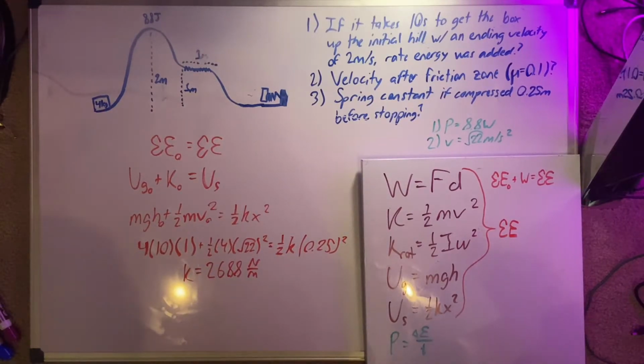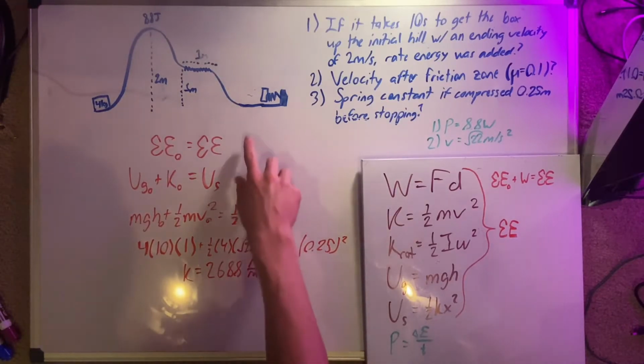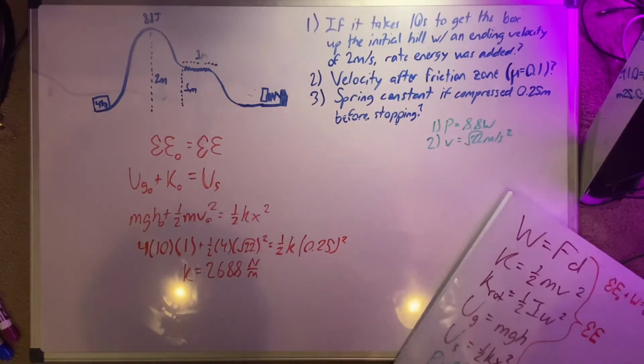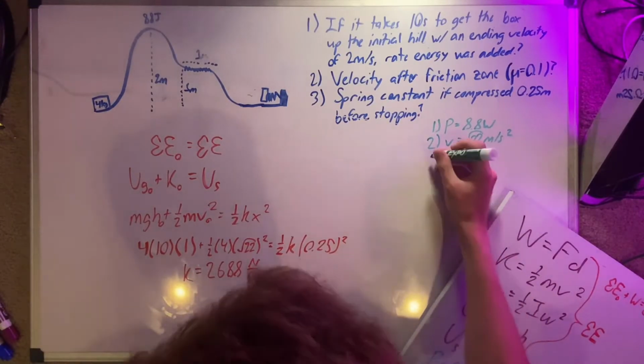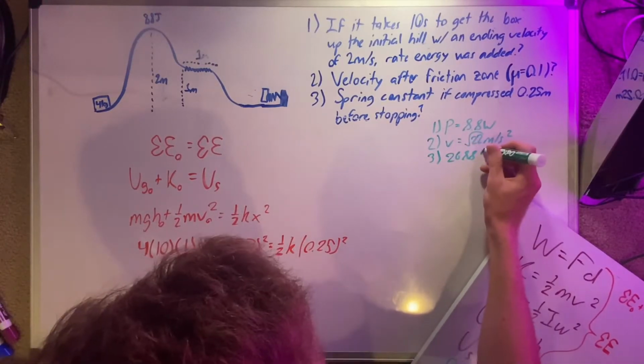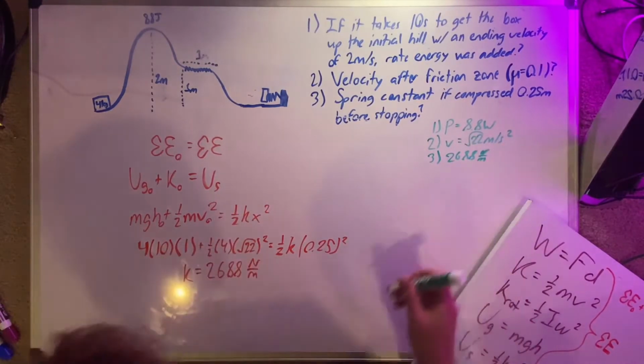So in other words, it kind of just means that it applies 2,688 newtons of force per meter that this spring compresses. That is kind of what that constant is telling you. So now, with all of that being said, we have solved all three problems here. 2688 newtons per meter. There we go.